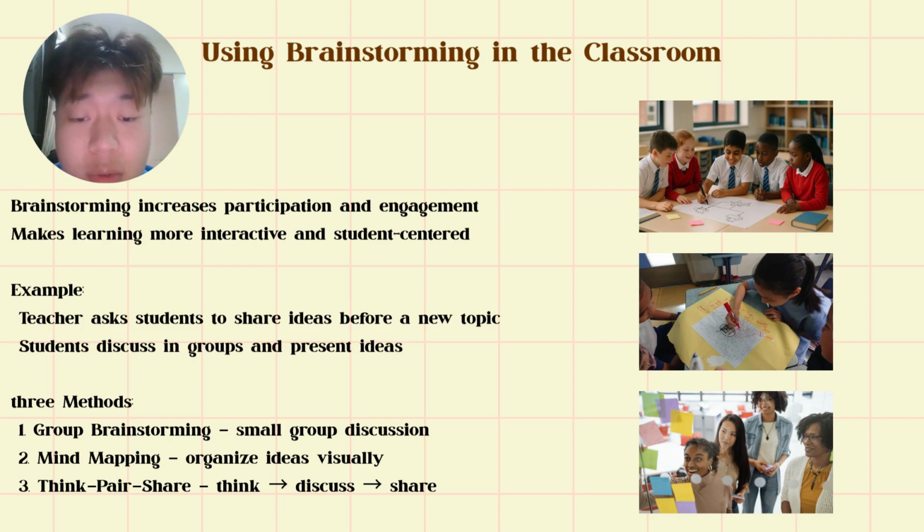There are also several brainstorming methods. The first is group brainstorming, where students discuss in small groups. The second one is mind mapping, which helps students organize ideas visually. The third is think-pair-share, where students think, discuss with a partner, and then share with the class.